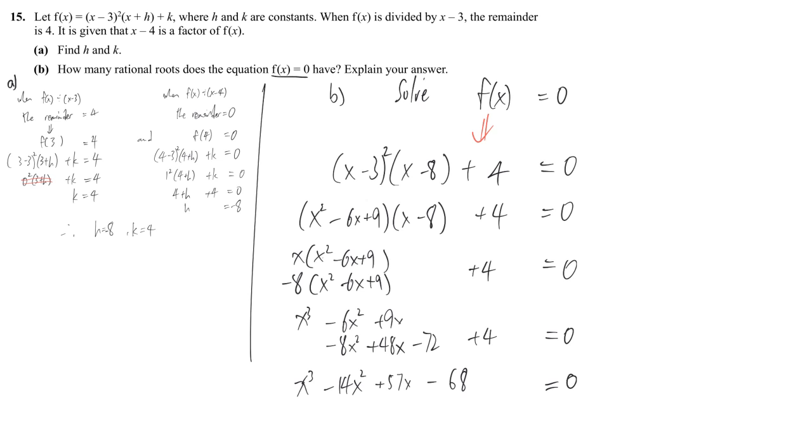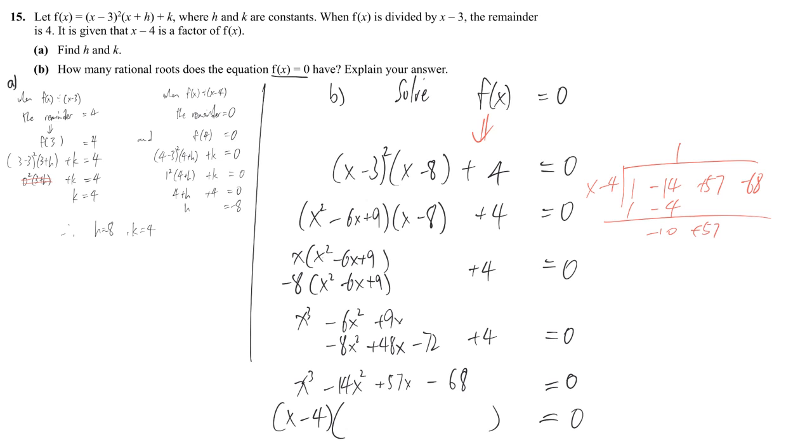And then read the question again. They tell us one of the factors already, which is x minus 4. They must give you some hints. So this one is x minus 4, and then something at the back. How do we know? Of course, by long division. So another factor we find out is x squared minus 10x plus 17 equal to 0.